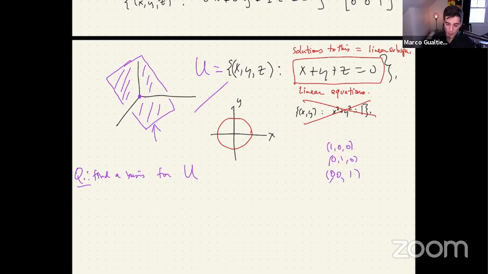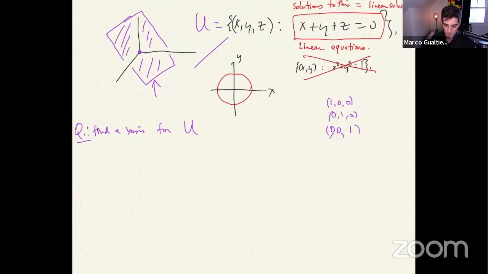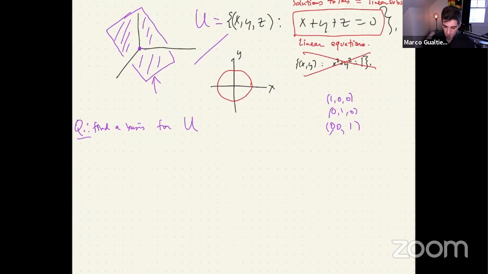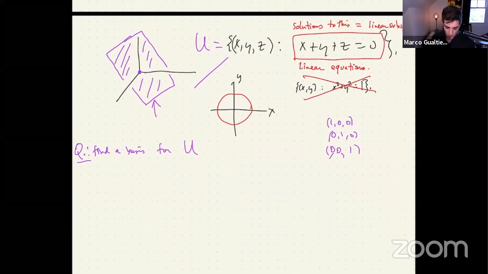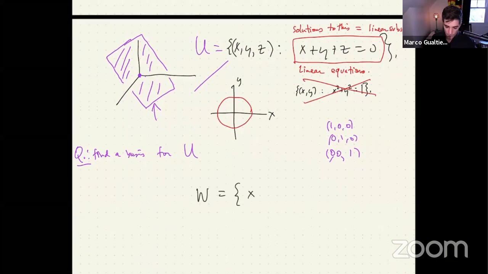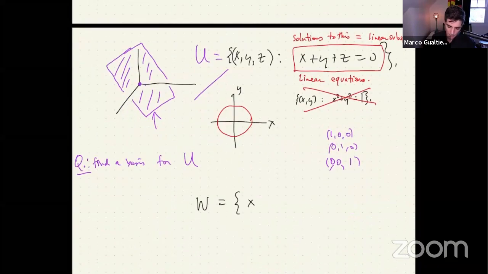Yeah, that's what we're doing. A linear system just means that you have more than one of these constraints. So if I put another constraint, let's put both of the ones that I looked at. Let me call this one W, the span there, and let me call this one U, and let me call this one X.